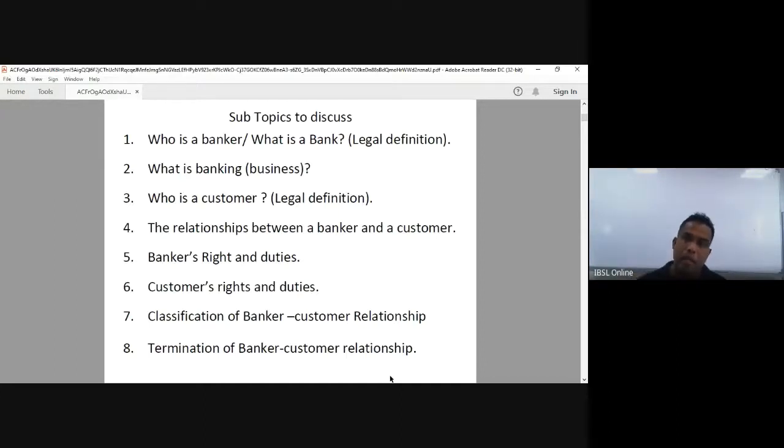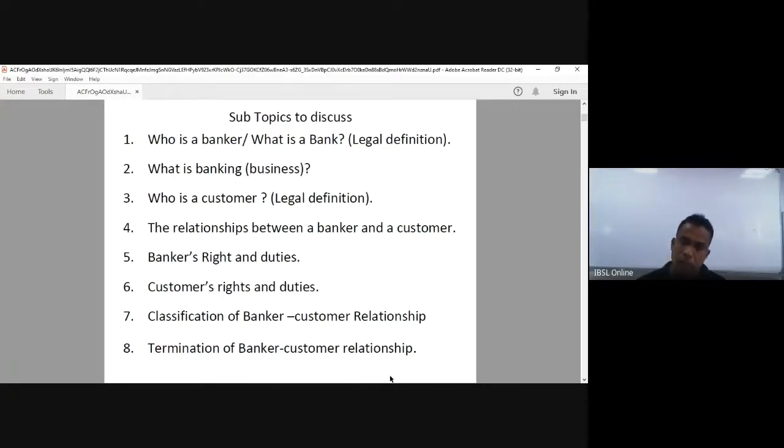Then after identifying the bank, the legal requirement to be a bank, we are going to discuss the second one, what is banking business. So you know the banks, they are doing banking business. Then what is banking business? What is the difference between other businesses and the banking business? What is the legal definition for the banking business? How does law apply to the banking business? Those are the things that we are going to discuss under the second topic.